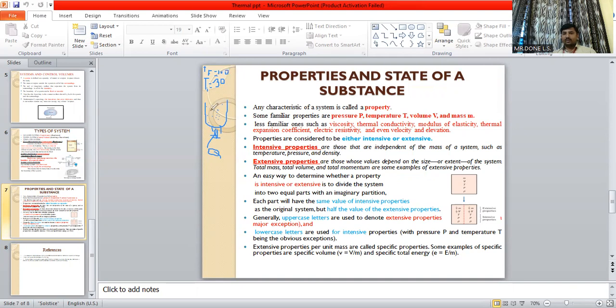This is definitely a system. This is the boundary of the system. Outside this boundary is the surrounding, and from the surrounding we are going to supply heat to this system by using a burner. This heat supplied to the system may change the state of the system or may change the properties of the system. Any characteristic of the system is called a property.